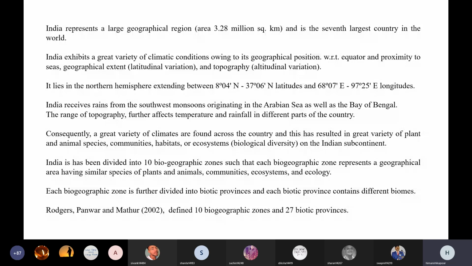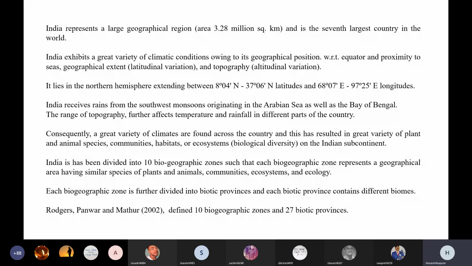So it is again showing a variation in the geography, variation in the topography. There is latitudinal variation and there is altitudinal variation. Because of this variation, we will have different kinds of plants and animals thriving in our country. And due to both latitudinal and topographical variation, we will exhibit a variety of climatic conditions. So there will be a difference in the rainfall pattern across the country.